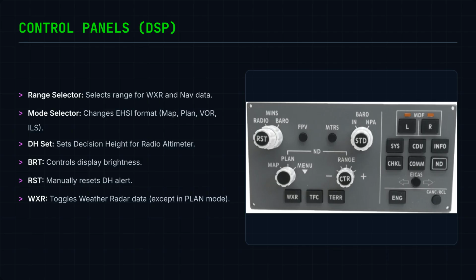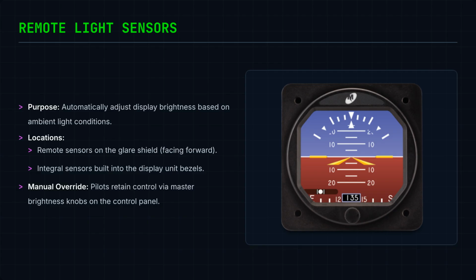Control panels allow pilots to interact with the displays. Functions include selecting range, changing the EHSI format, setting the decision height, and adjusting brightness. Remote light sensors automatically adjust display brightness based on ambient conditions. These sensors are located on the glare shield or built into the display bezels, with manual override available to the pilots.